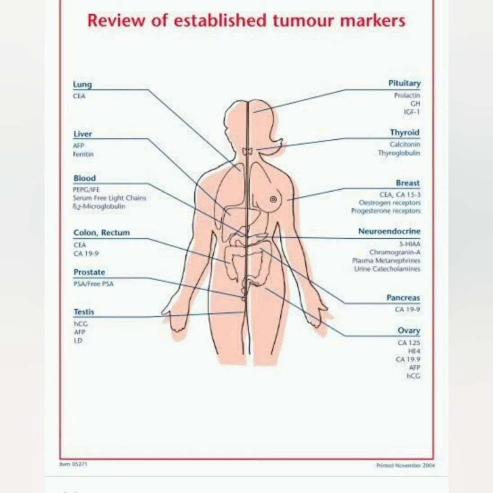HER2/neu. HER2/neu is a protein that stimulates breast cancers to grow. The HER2 test is positive in about 1 in 5 breast cancers. These cancers tend to grow more aggressively than other breast cancers.